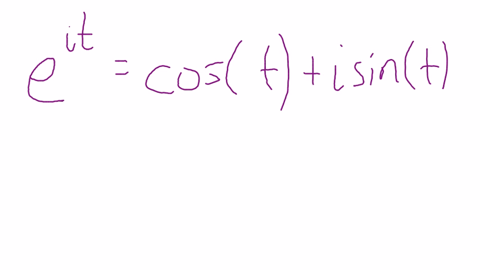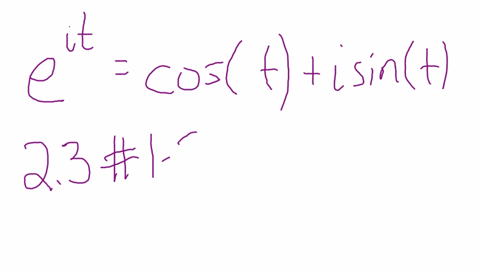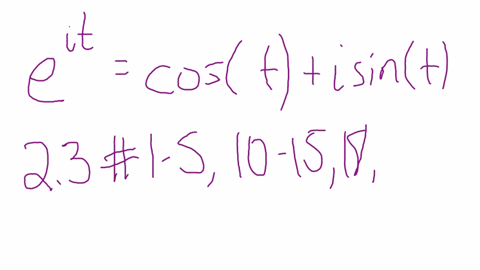What I want you to do is 2.3 out of your book, numbers 1 to 5, then 10 to 15, and 18 and 21. There are a couple in here that use this, but most of them don't, and the ones that do use this don't get super complicated. We'll talk about some other variations of this later.